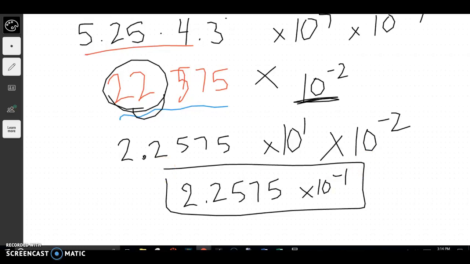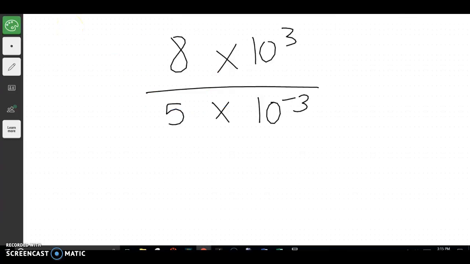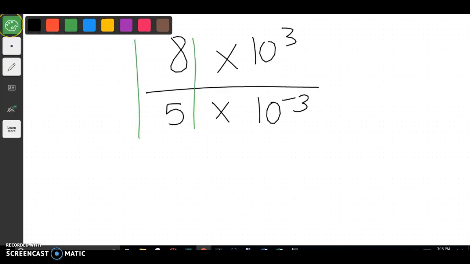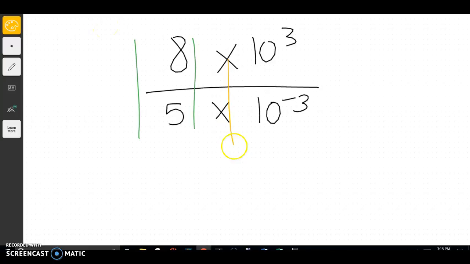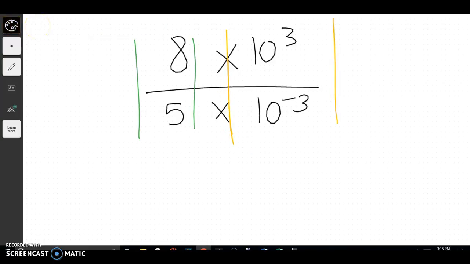Let's do a division problem. Division problems are normally a little bit nicer because they actually have the things already stacked. So we're going to just worry about this number together and these 10s together. Well, when we divide exponents, dividing exponents act like subtraction. So I'm going to do 3 minus a negative 3. So I'm going to get 10 to the positive 6.